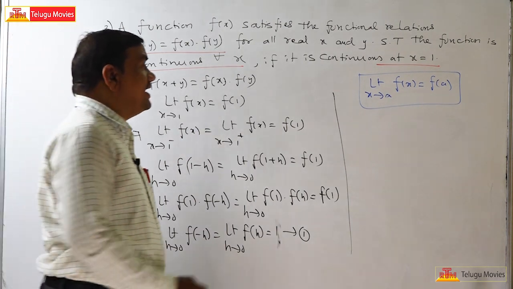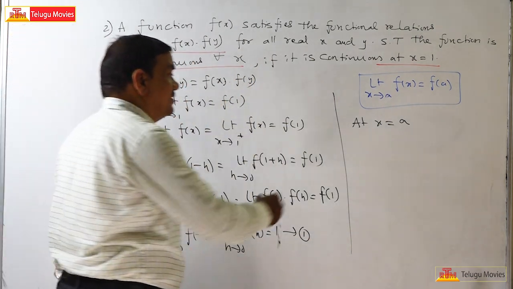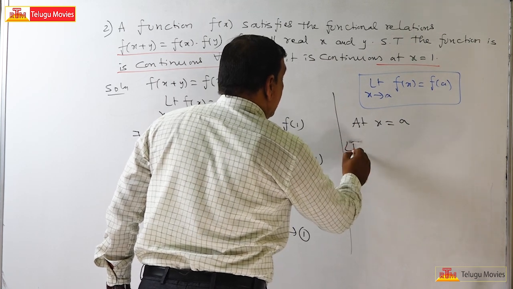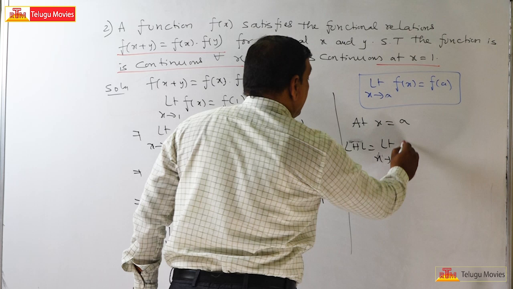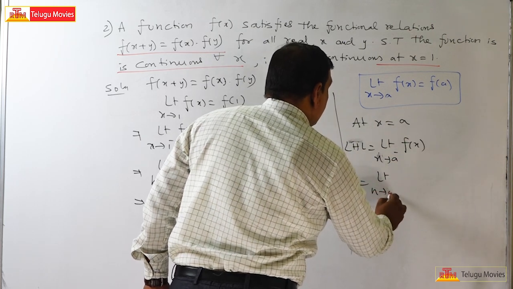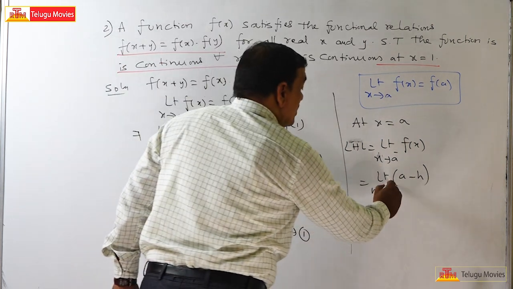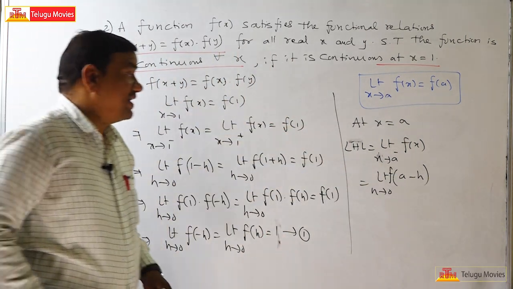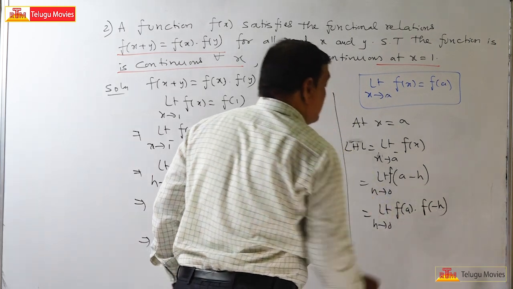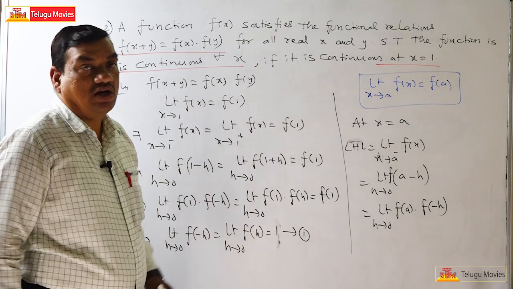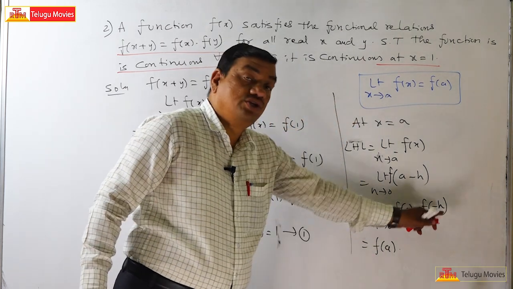Now, coming to some arbitrary number at x = a, let us find the left hand limit and right hand limit. The left hand limit, LHL, is the limit as x tends to a minus of f(x). So, this is equal to the limit as h tends to 0 of f(a − h). According to the definition f(x + y), this is equal to the limit as h tends to 0 of f(a) · f(−h). Here we have used this concept. Here f(a) is a constant, so let us take it outside. So, f(a) times the limit as h tends to 0 of f(−h).